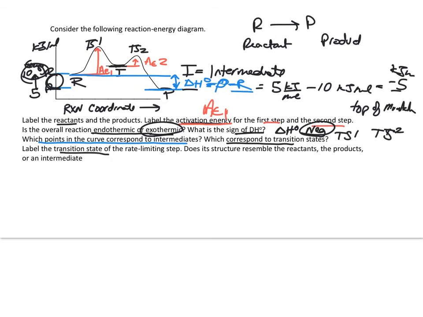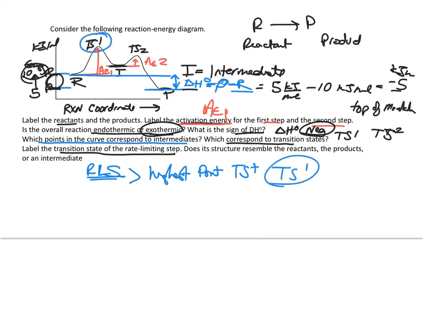Okay, label the transition state of the rate determining step. The rate determining step, also called the rate limiting step, is the highest point. It's your highest transition state. So in this case, it would be TS1.